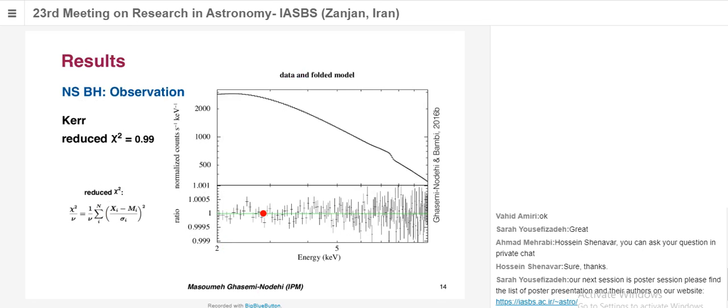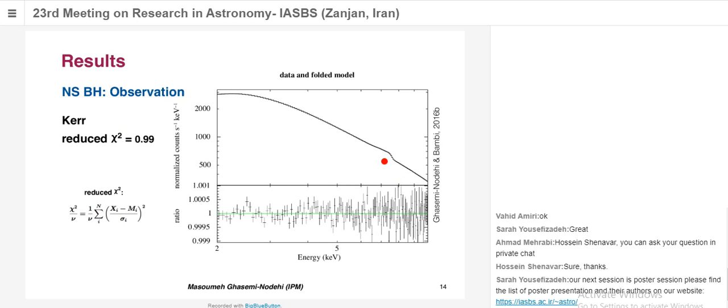Here is a test of our data simulation to see if there is a discrepancy or not. This is a Kerr case. We put the Kerr metric, produce the data of the Kerr case, then we fit with a relline that is Kerr again. We see that the reduced chi-square is good, and there are no unresolved features here. This is the data to model ratio.